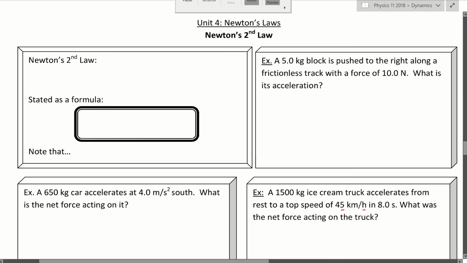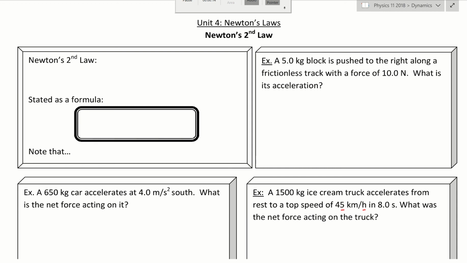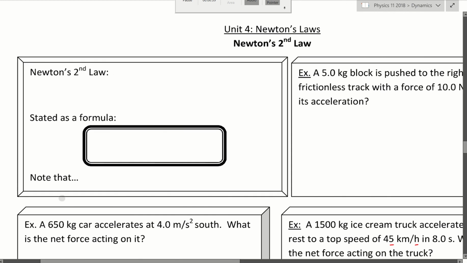Now, from the first law, we learned that if there's no net force, an object remains at rest if it was originally at rest, and an object will continue in motion if it was in motion to begin with. So the logical question someone will ask is, what happens if the object does not have F net equal to 0? What if there is an unbalanced force? Newton's second law deals with exactly that, which is what happens when there is an unbalanced net force.